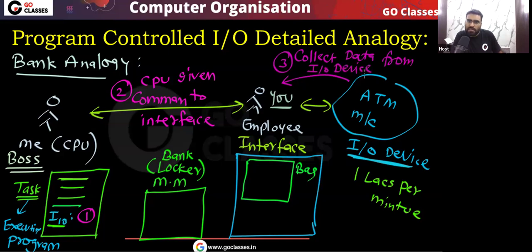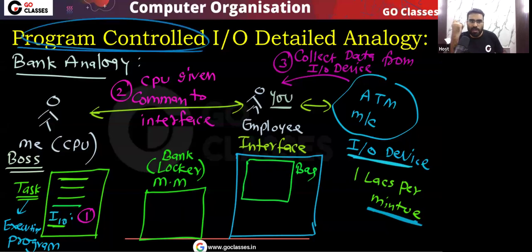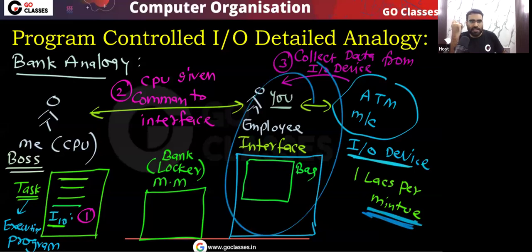Now let's assume it will take 1 minute. This ATM machine will take 1 minute to give you 1 lakh rupees. Agree? Now notice one thing. In this 1 minute, in this program controlled technique, or programmed IO, what will happen? This interface is collecting data from the ATM machine, the IO device, but what will the CPU do?